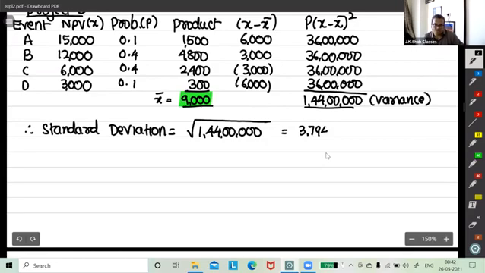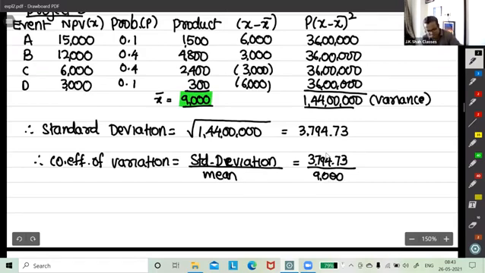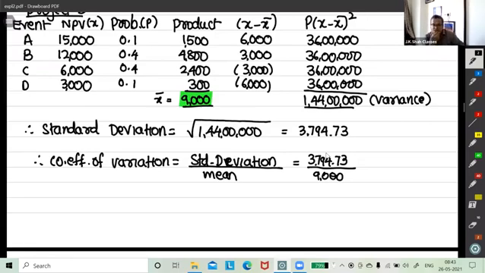3794.73. Coefficient of variation, standard deviation upon mean. 379.17 by 1000. 0.4216. Okay.